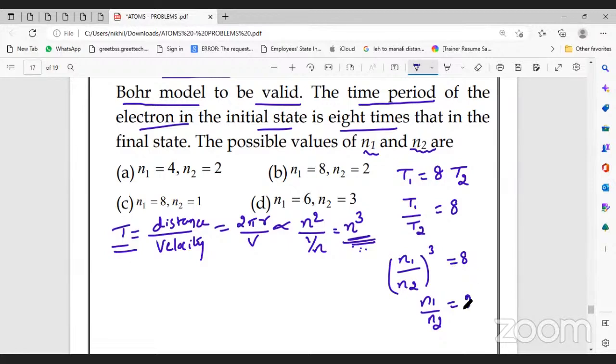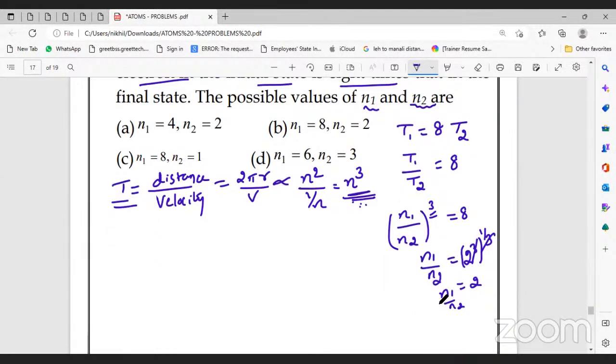You can take 8 as 2 cube. To remove this cube, I will put 1 by 3. Cube root of 8, the 3 will get cancelled out, so this value will be 2. N1 by N2 ratio should be 2.